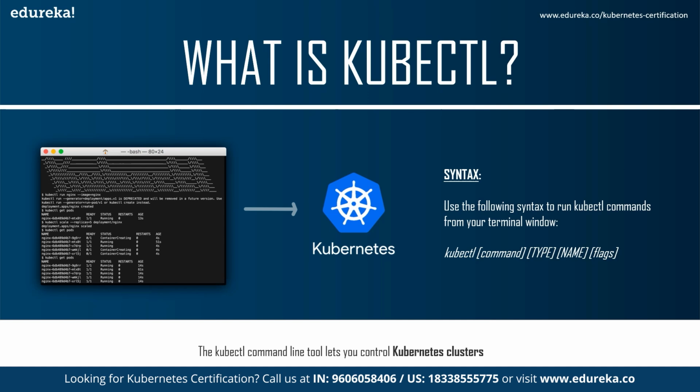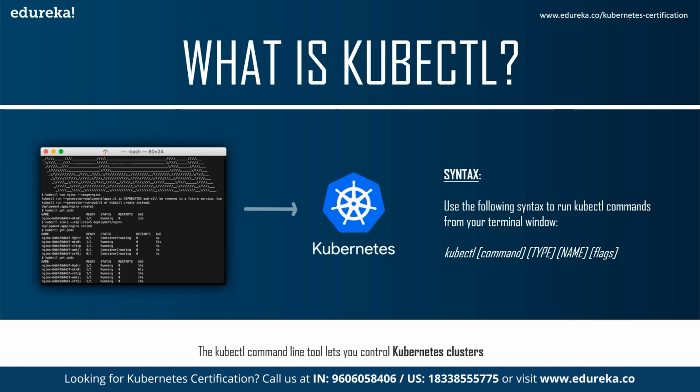The next one is type, which specifies the resource type. Resource types are case sensitive, and you can specify the singular, plural, or abbreviated forms. For example, you can type in the following commands, which produce the same output: kubectl get pod pod1, kubectl get pods pod1, kubectl get po pod1. All of these commands produce the same output.